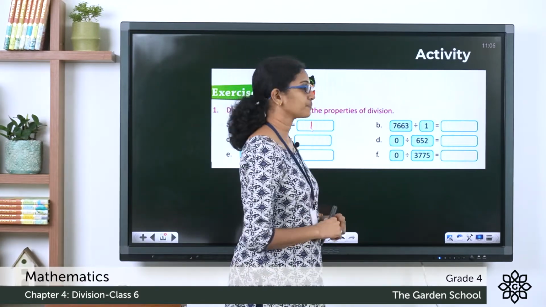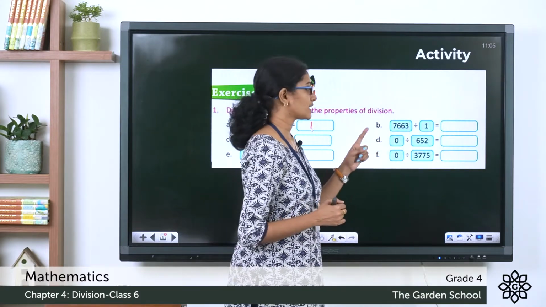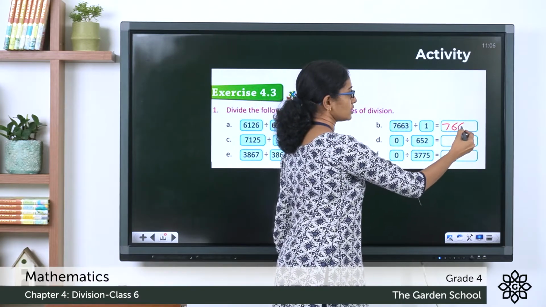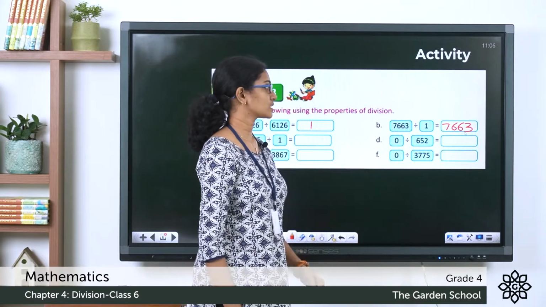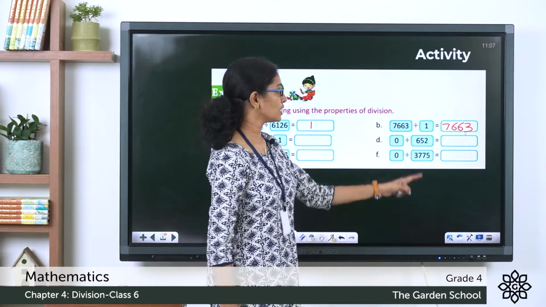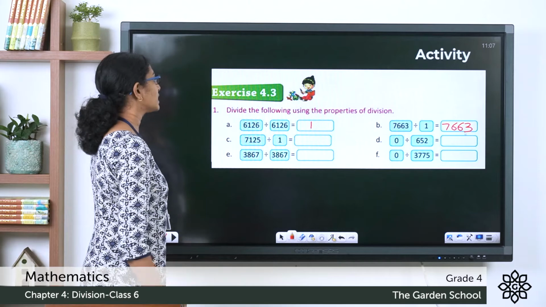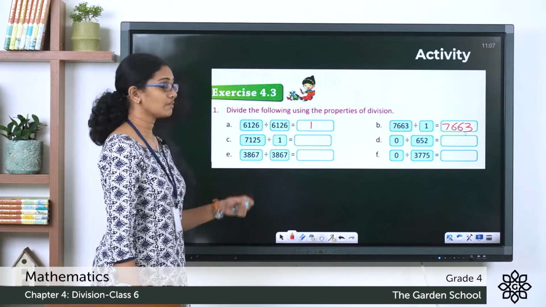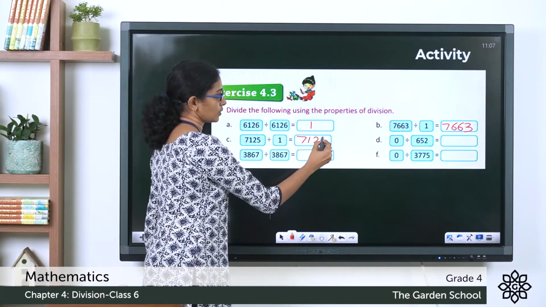Now question B, 7663 divided by 1. Any number divided by 1 gives you the number itself as the quotient. So here what should come? Here the quotient is the dividend itself, which is 7663. Why? Because 1 into 7663 will give you 7663. Now question C, 7125 divided by 1. Number divided by 1 gives you the number itself as the quotient.